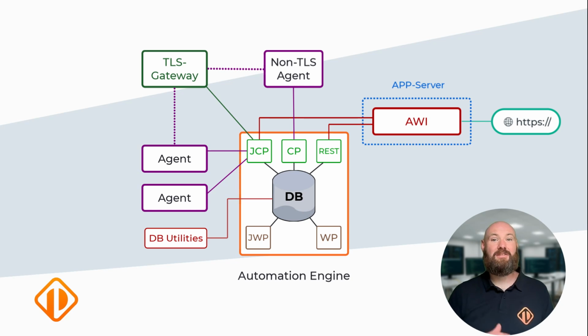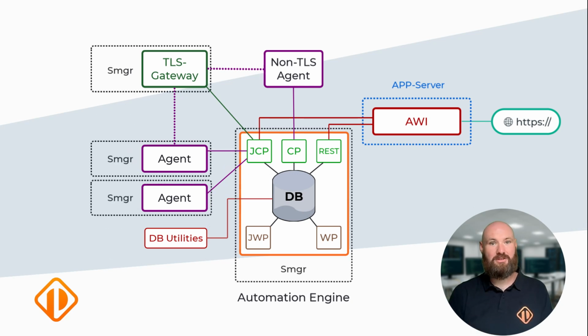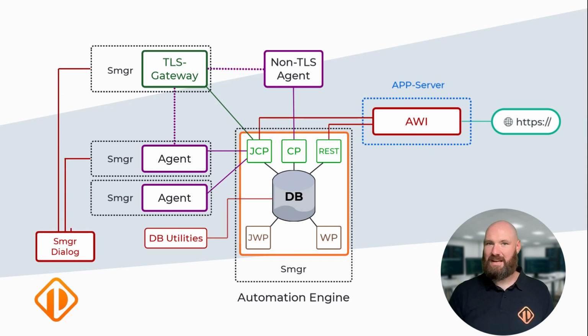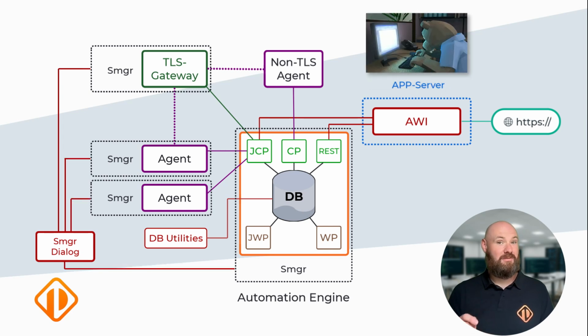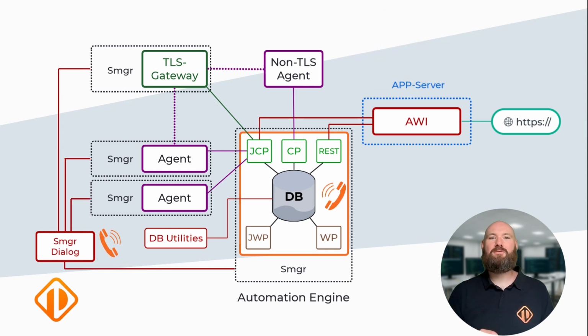The engine can even communicate directly with the Service Manager, for example, to start agents via AWI. This means that if you want to start an agent, the AWI communicates with the automation engine. The automation engine forwards the message to the Service Manager via JCP, which then ultimately starts the agent process.